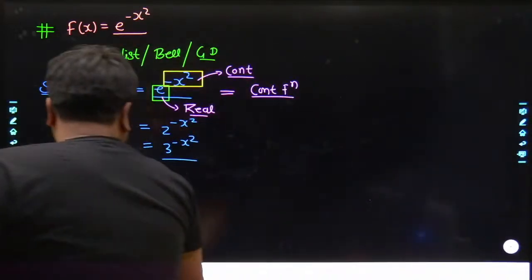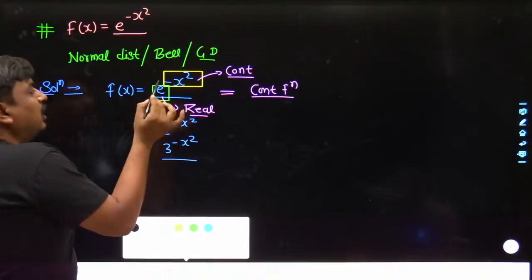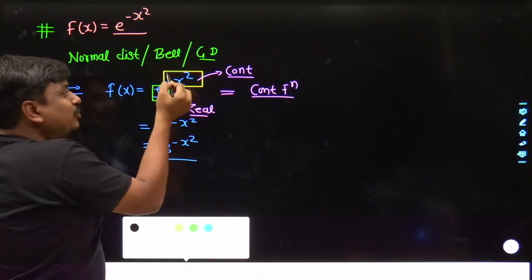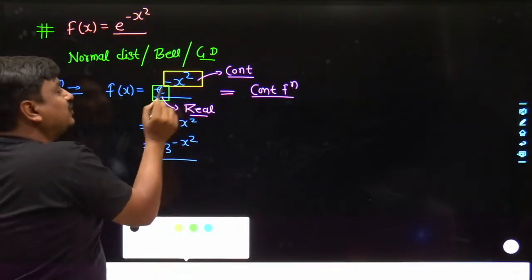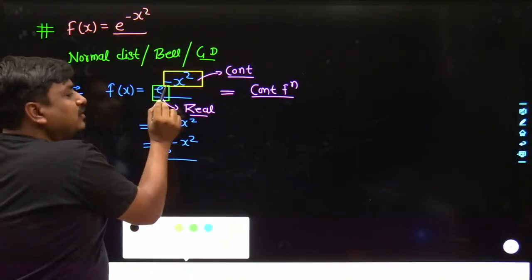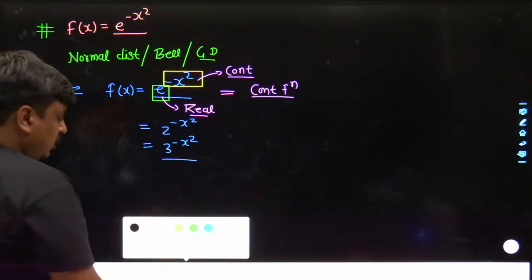So one of the important conclusions I can retrieve out of this, if you want, you can write somewhere here: if a function g of x has been raised to a power of a certain real value, the result would always be continuous, provided g of x is continuous. Could you understand what I am saying?